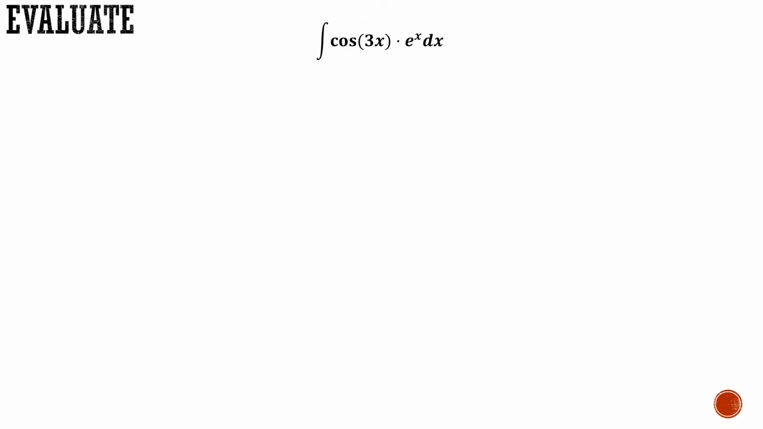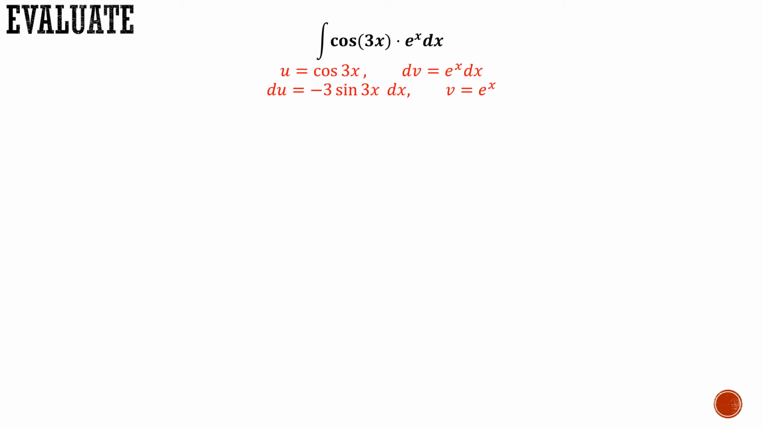All right, so our next example is the integral of cosine 3x e to the x dx. So looking at this, I have trig and I have exponential, so I'm going to let my trig be my u since it comes before exponential in LIATE. So u is going to be cosine 3x, and dv is going to be e to the x dx. And so then figuring out du and v, du would be negative 3 sine 3x dx, and v is e to the x.